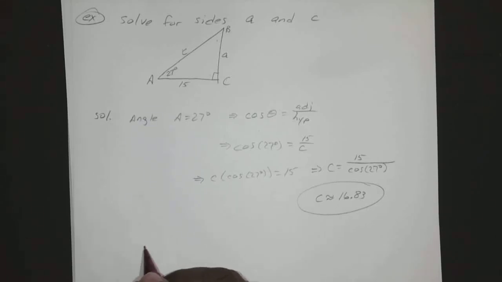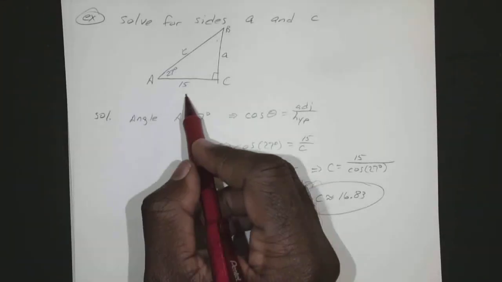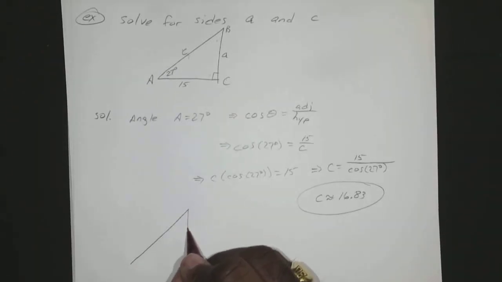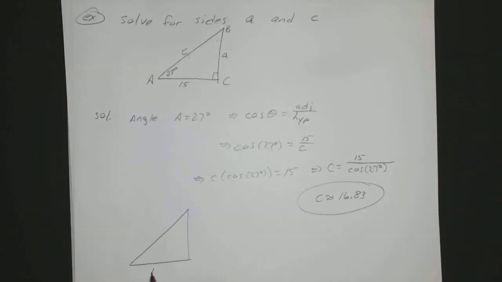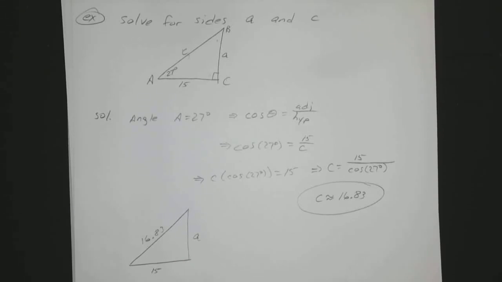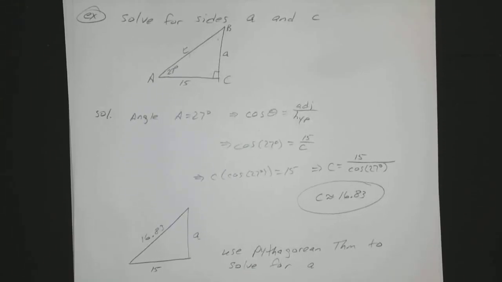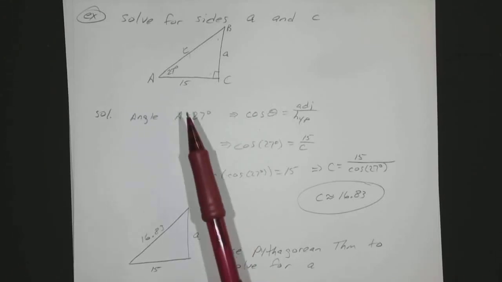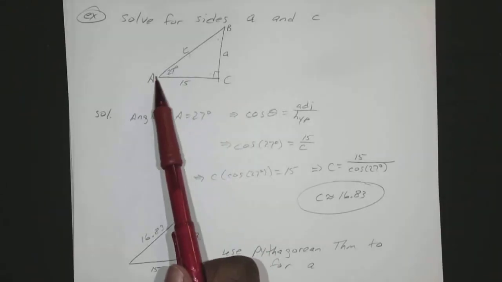Okay, so for A, actually once you have A and C, I'll just redraw the triangle. So you have 15, A, and 16.83. You can use the Pythagorean theorem. Or if you wanted to, you can do the same thing we did for angle C, but just do it with sine.